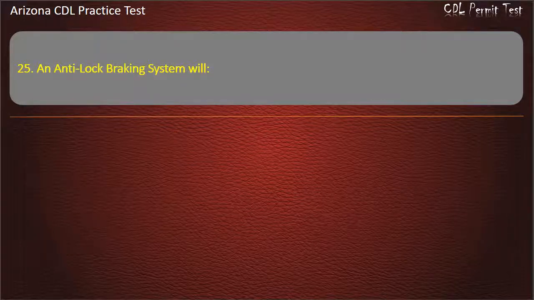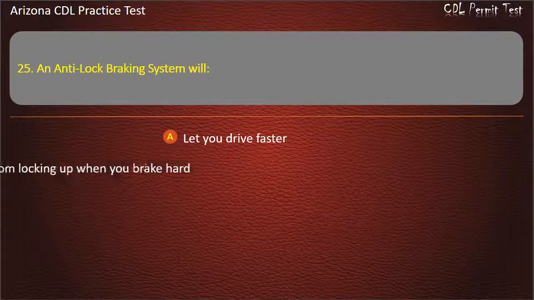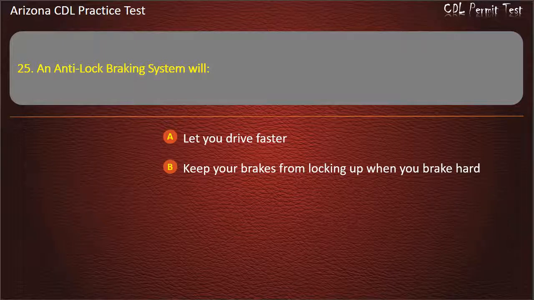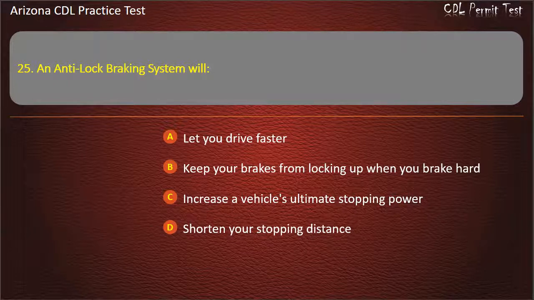Question 25. An anti-lock braking system will: Let you drive faster. Keep your brakes from locking up when you brake hard. Increase a vehicle's ultimate stopping power. Shorten your stopping distance. Answer: Keep your brakes from locking up when you brake hard.